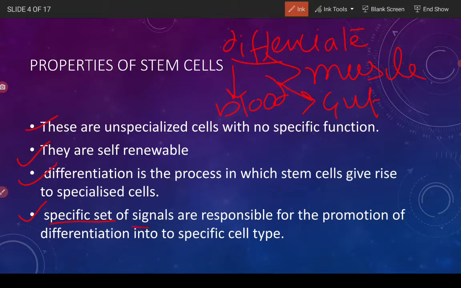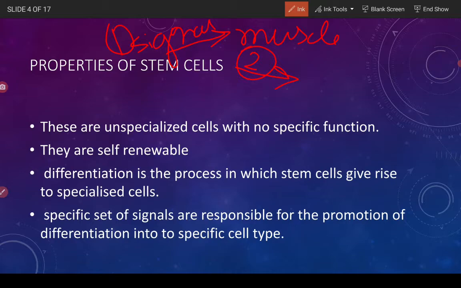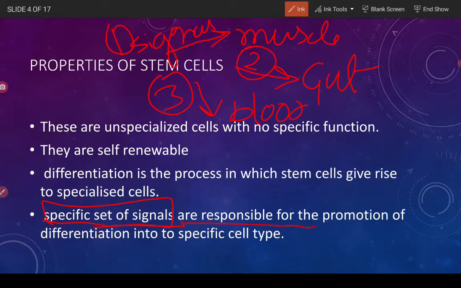The fourth is that a specific set of signals is responsible for promoting differentiation to a specific cell type. So if there is a signal, either autocrine, paracrine, or endocrine, because of that signal it can form a muscle. If there is a different kind of signal, signal 2, a different paracrine activator, it could make the cell form the gut, or a third kind of signal could make it a blood progenitor cell. So specific signals give rise to specific cell type differentiation.